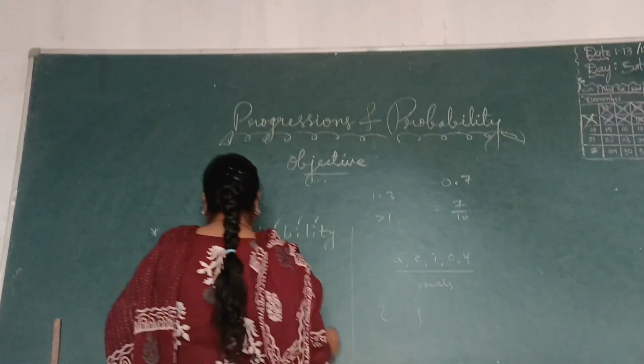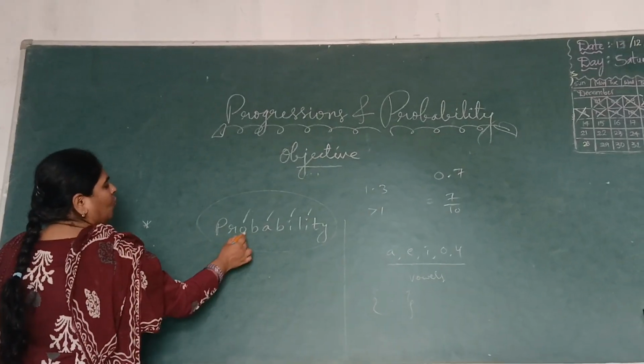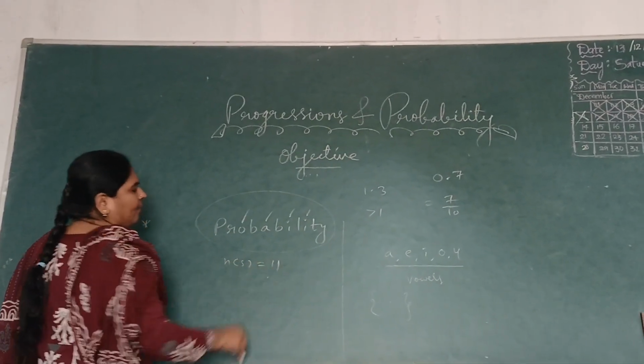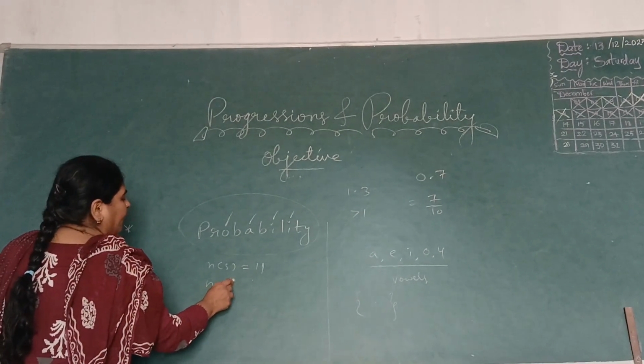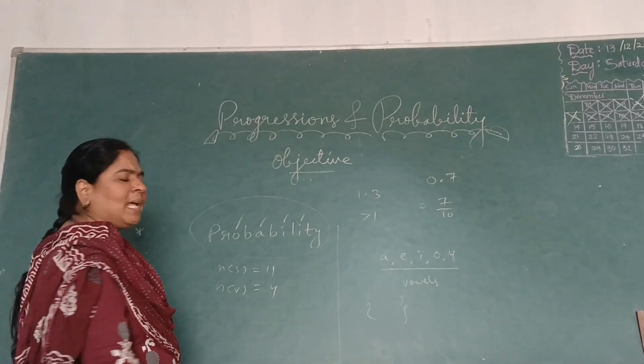It is a probability question. And he asks, out of the total, how many letters are there? Children, count: 11. So n of S is 11. And we want vowels. That is n of V, how many? Already we counted, 4 by 11. So 4 by 11 is the answer.